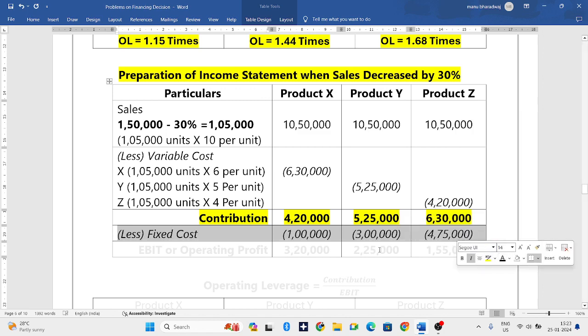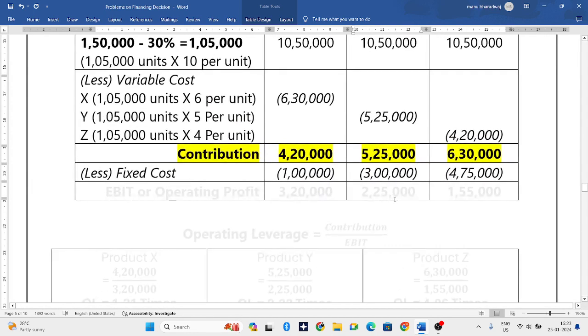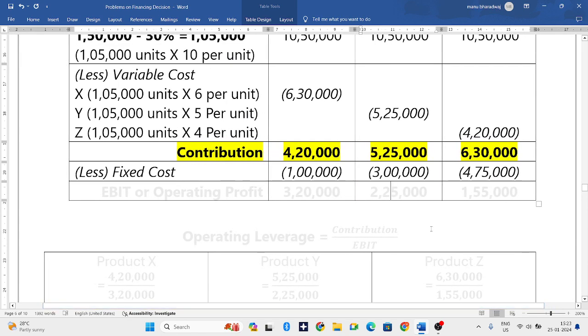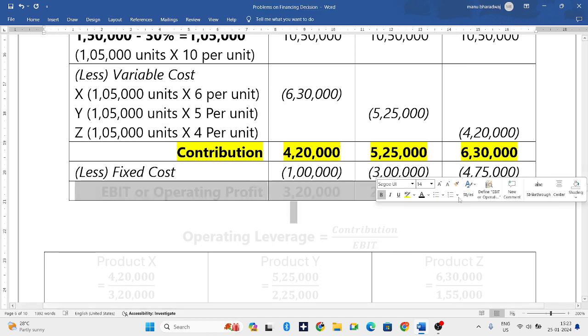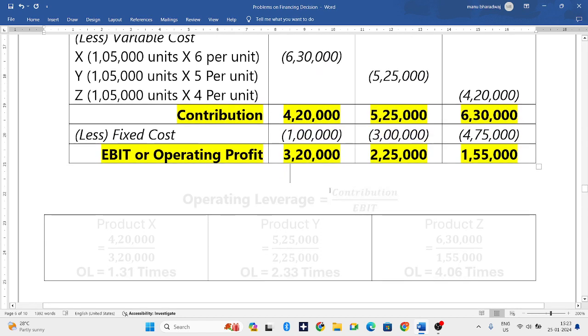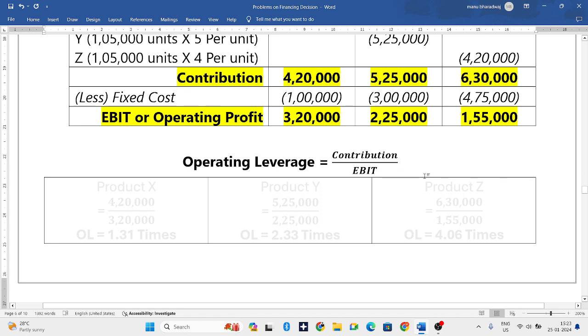From contribution we have to subtract fixed cost. For product X, the fixed cost is 1 lakh rupees. For product Y, it is 3 lakh rupees. And for product Z, it is 4,75,000 rupees. When we subtract, we will get EBIT, or earnings before interest and tax, the other word for which is operating profit. That is 3,20,000, 2,25,000 and 1,55,000. Using this contribution and EBIT, we have to find the operating leverages again.